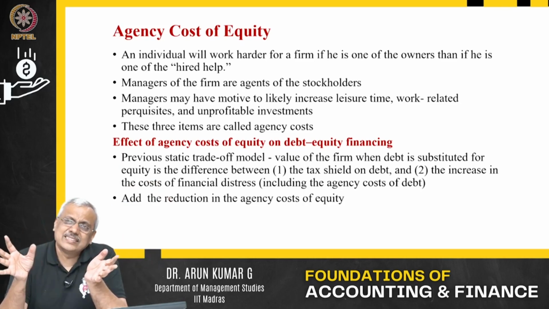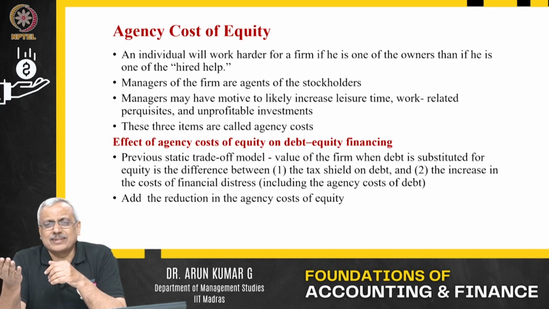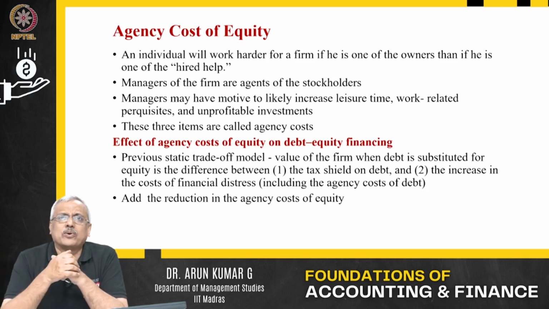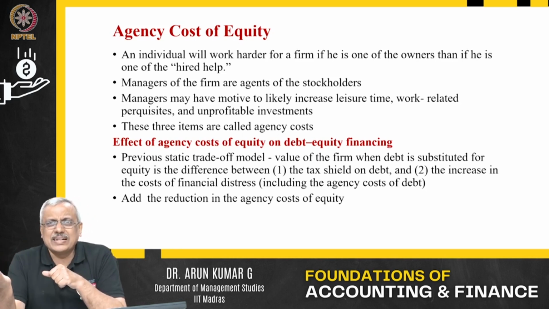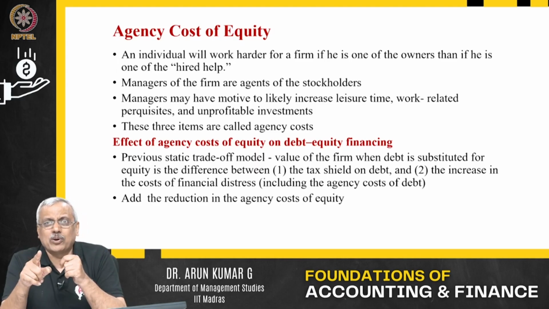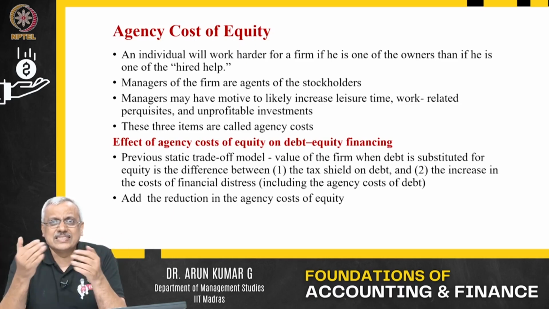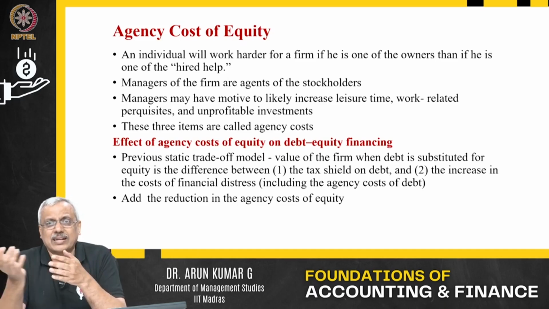Sir, agency cost, is it only with owner manager? No, it can be with a minority stakeholder and a majority stakeholder. The majority stakeholder is going to control the firm, the minority stakeholder is going to be waiting, expecting the majority stakeholder to make decisions which are going to benefit all the shareholders. But he may make decisions which will benefit only the majority stakeholder.